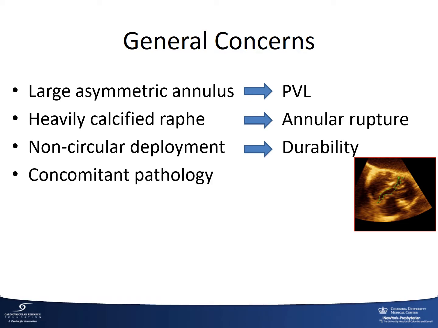And finally, bicuspid valve is often associated with concomitant pathology, such as aortic root dilatation. And so you have to take that into consideration, and if you just treat the valve, you may be performing an incomplete treatment for that patient.